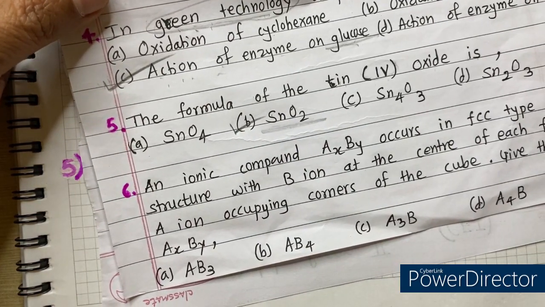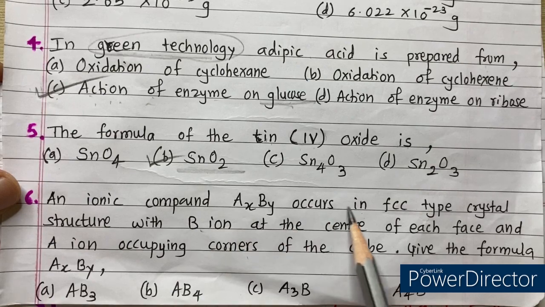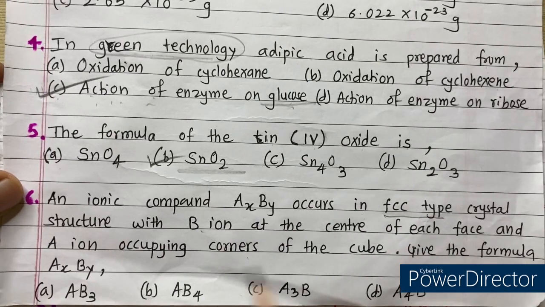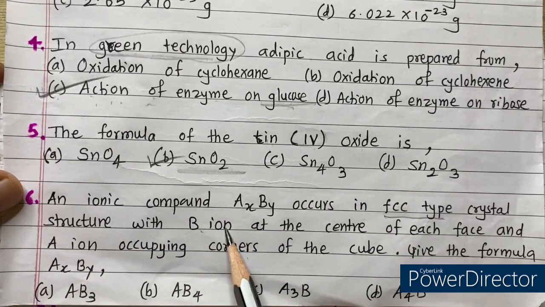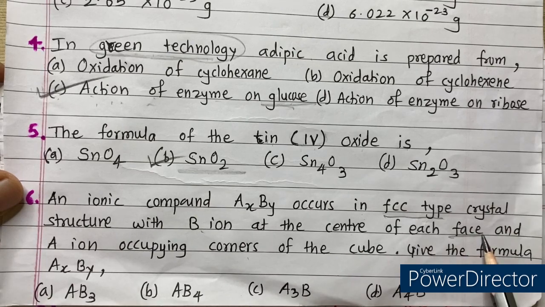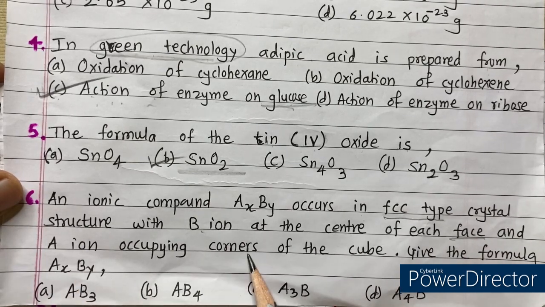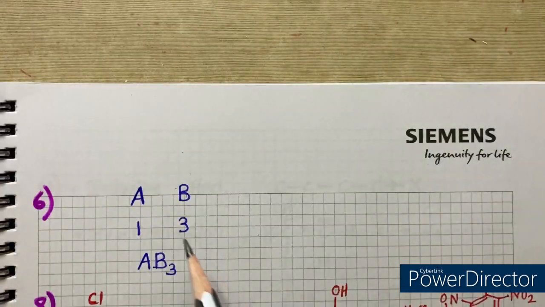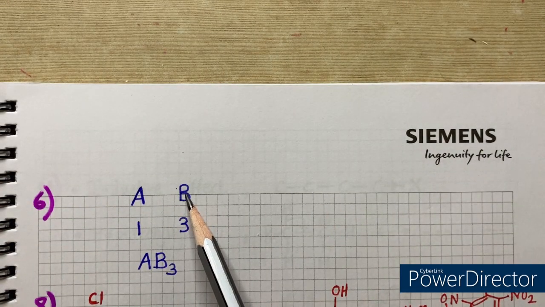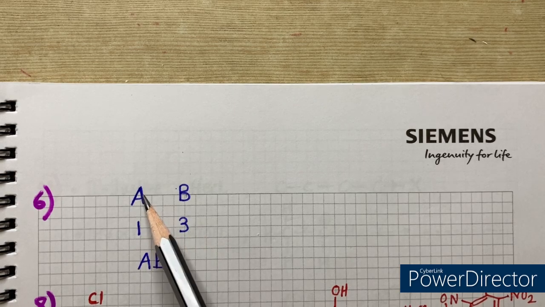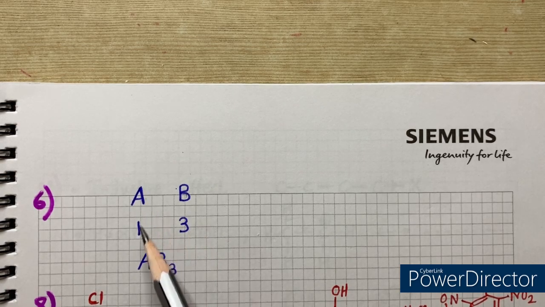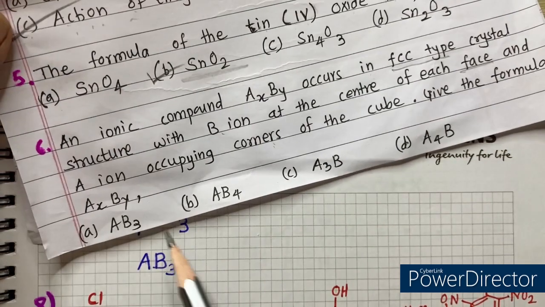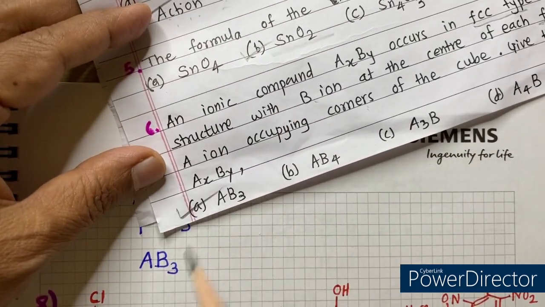An ionic compound AxBy occurs in an FCC type crystal structure with B ions at the center of each face and A ions occupying the corners. What will be the formula? We know that B is at the center of the face, therefore 3, and A at the corner, therefore 1, so the formula is AB3. Now AB3, this one.